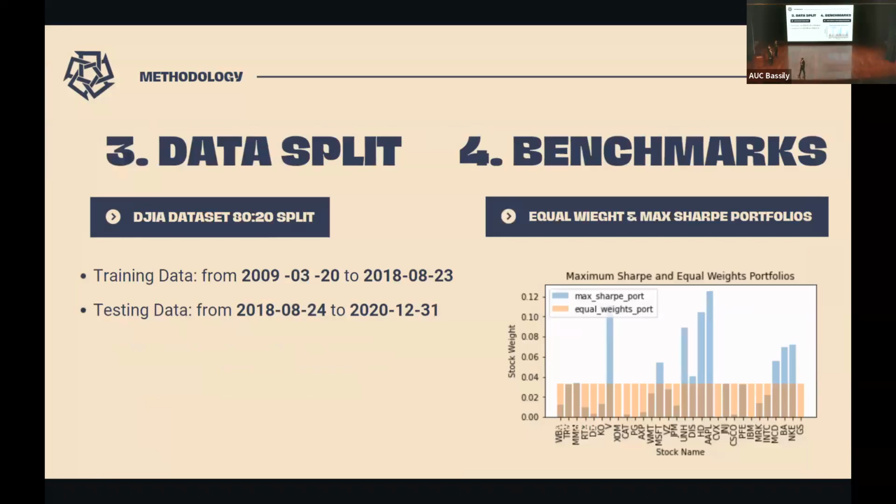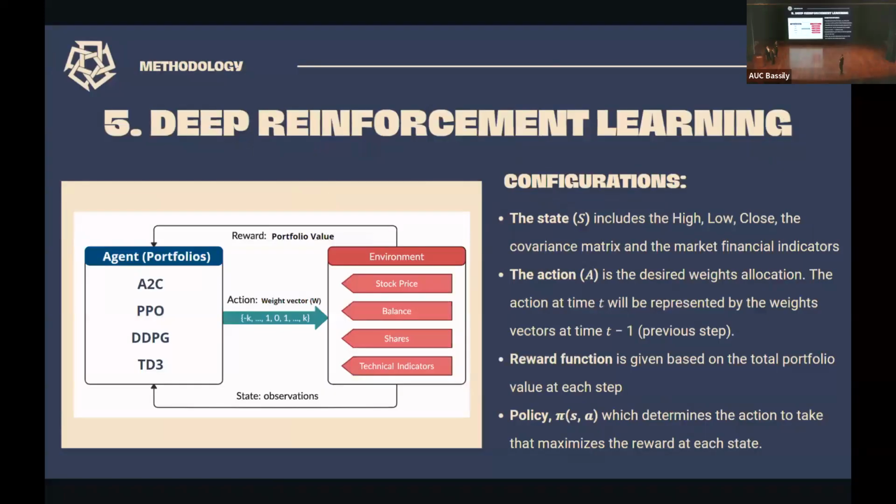And then, as I said, we split the data set in an 80 and 20% fashion. So the training data set spans from 2009 to 2018, and the testing is around 2 years, from 2018 till the end of 2020. And then, as I said, we constructed two benchmark portfolios, the equal weight portfolio and the mean variance portfolio. And this is a simple diagram of the weight distribution of both portfolios.